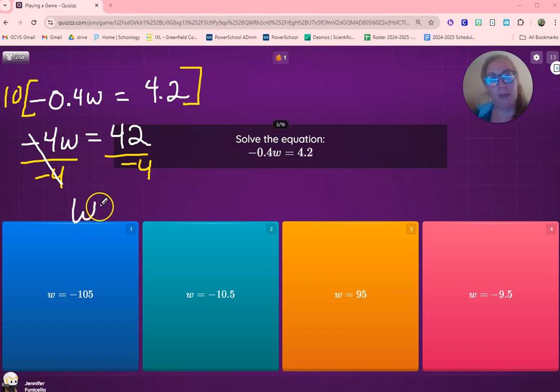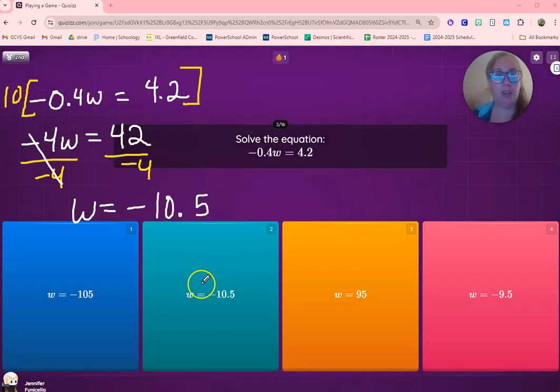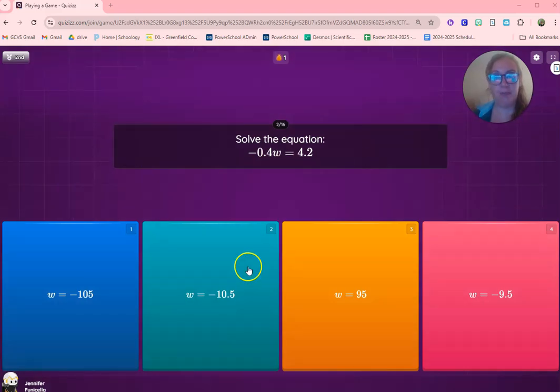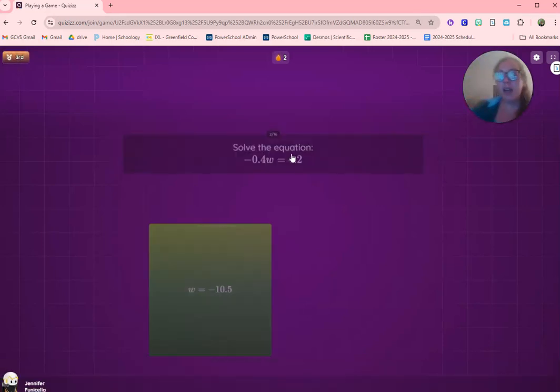and we get w equals -10.5. So that's 42 divided by -4, which would also be 4.2 divided by -0.4. So we're selecting our answer of -10.5. Nice job, y'all.